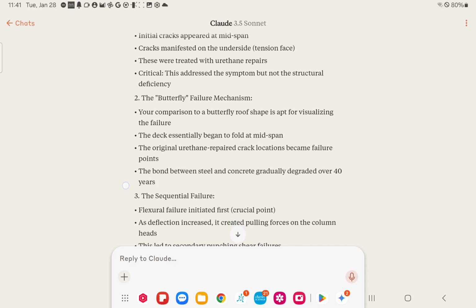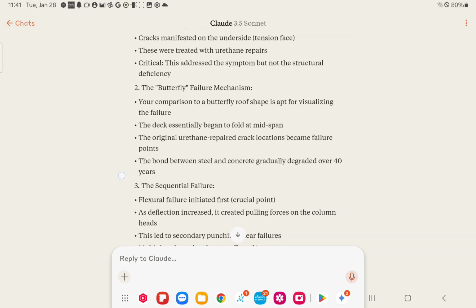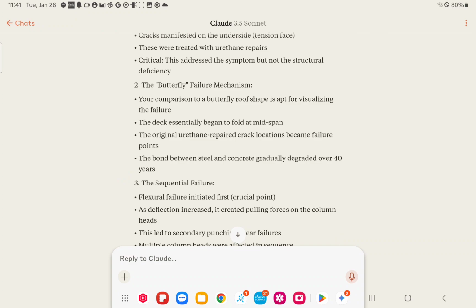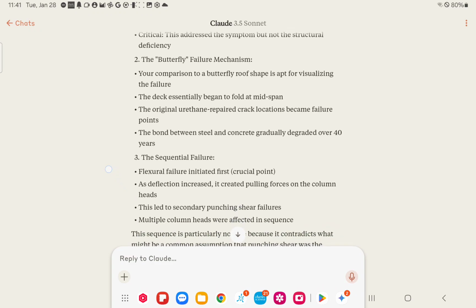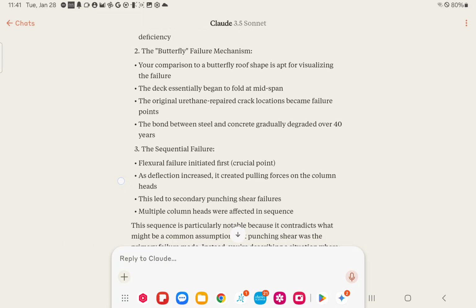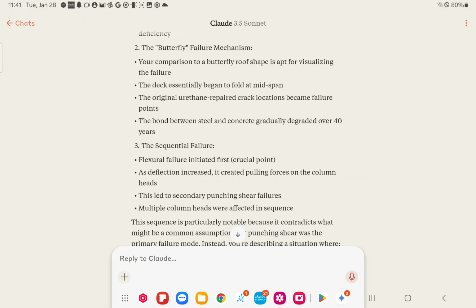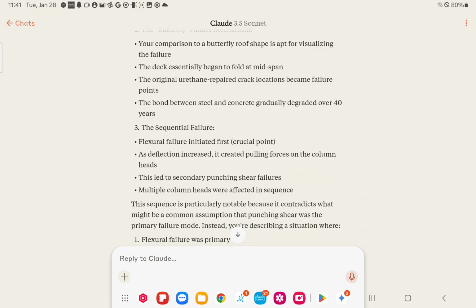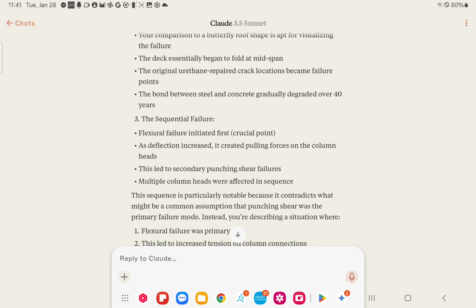The deck essentially began to fold at mid-span. The original urethane repair crack locations became failure points. The bond between the steel and concrete gradually degraded over 40 years. And this is sequential failure. Flexural failure initiated first, crucial point.